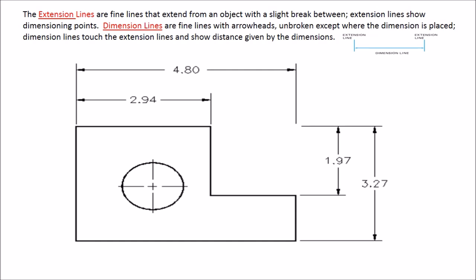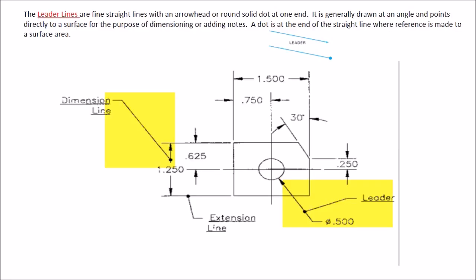Okay, the next and final line in this lecture is the leader line. The leader line is a fine straight line with an arrowhead or round solid dot at one end. It is usually drawn at an angle. And the purpose of this leader line, it points directly to the surface for the purpose of dimensioning and aiding with a note.